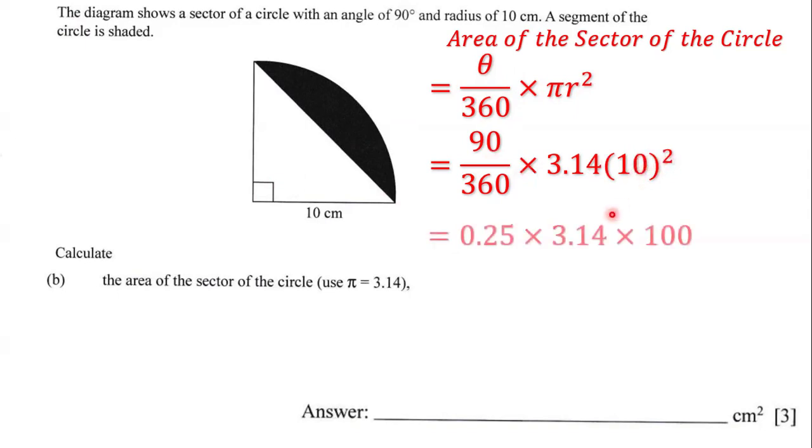Now we are going to divide. I'm going to divide 90 by 360. And 90 divided by 360 is 0.25. And also, I'm going to do 10 squared. And 10 squared is 100 because 10 squared is 10 times 10, which is 100. And so what we have is 0.25 multiplied by 3.14 multiplied by 100. And that gives us 78.5 centimeters squared. And so that means that the area of the sector of the circle is going to be 78.5 centimeters squared.